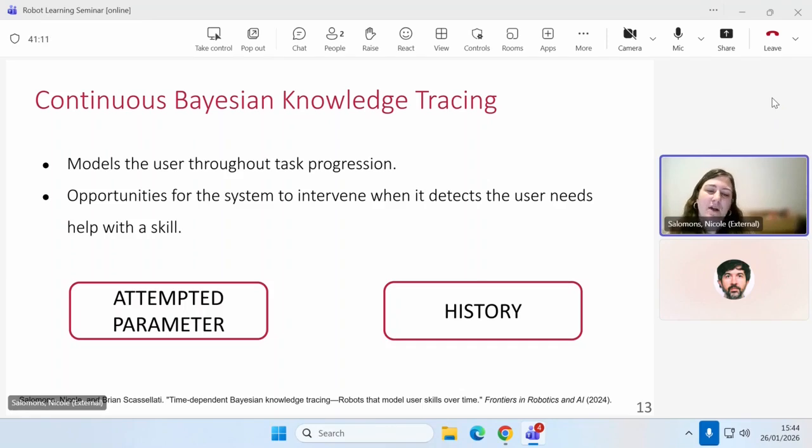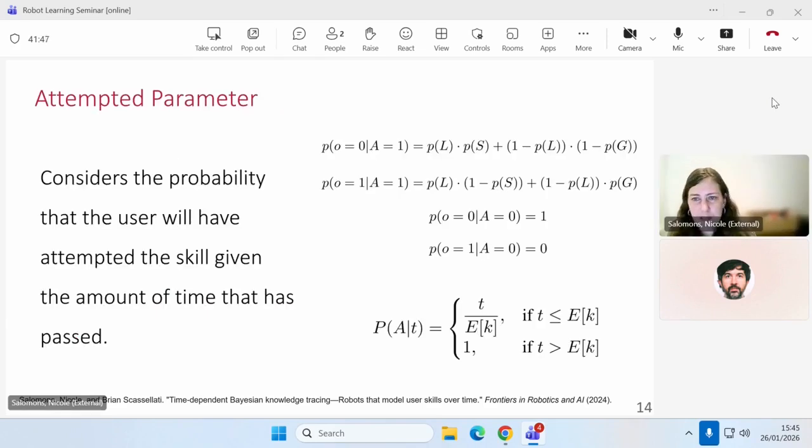So we have this attempted parameter where we model whether the user has given each skill a go or not, or what is the probability that they'll have given it a go over time. We also want opportunities for the system to intervene when it detects the user needs help with a skill. So we don't, again, wait until the very end. We keep track of the history of the user. We look at what they're doing over time, and using these sequences of observations, potentially every second or so, we observe what the user has done, and use that history to then detect whether a robot should step in and help the user in any way.